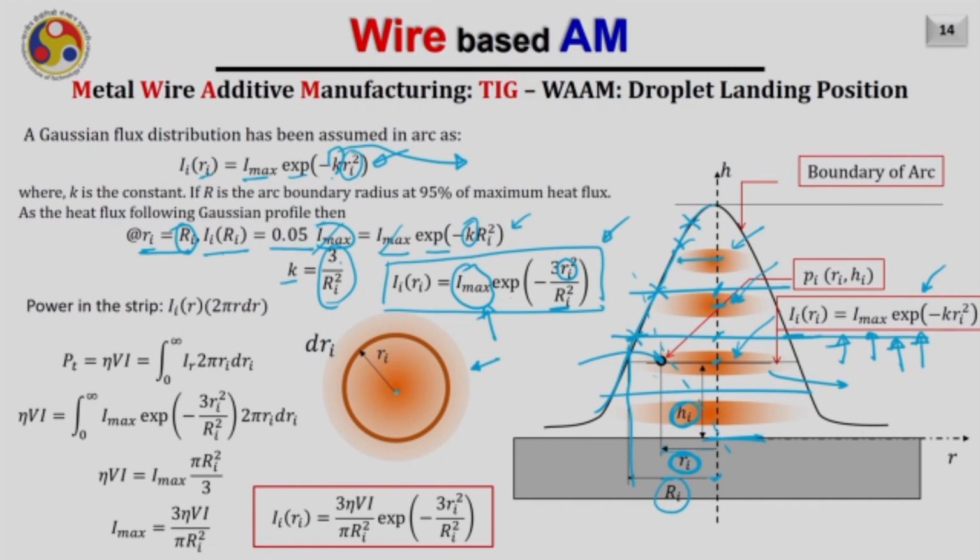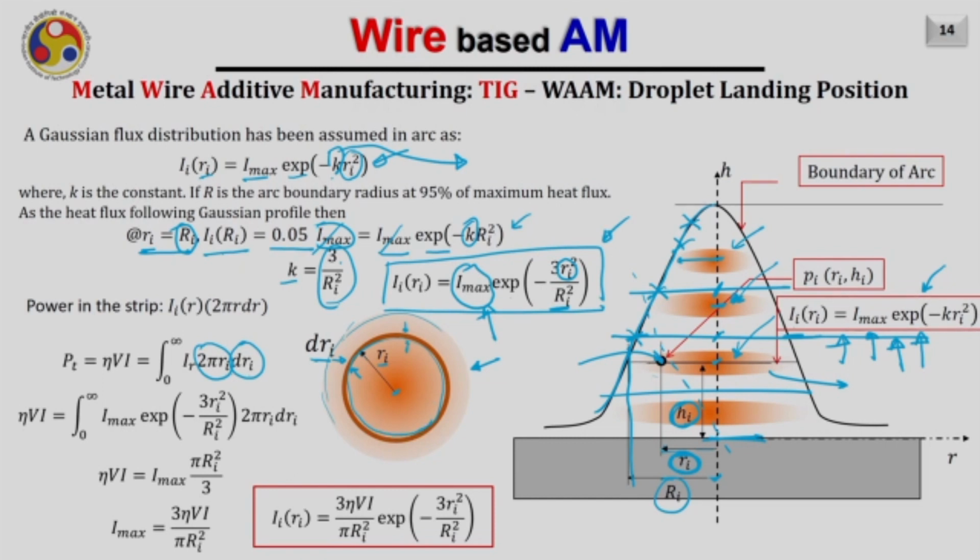Then intensity varies, being maximum at this center and decreasing towards the boundary, and the boundary is where 95% of its energy is lost. So I am assuming a strip at a distance Ri of thickness dRi, and let me get the power in that case. The power in this strip will equal 2 pi Ri, that is the periphery of it, into dRi, that is the thickness of it.